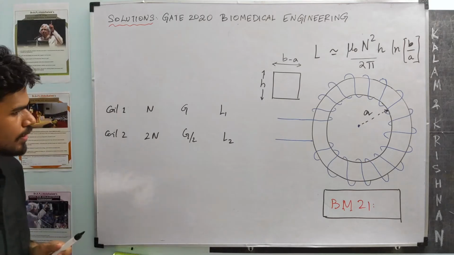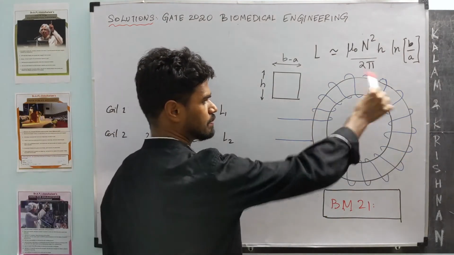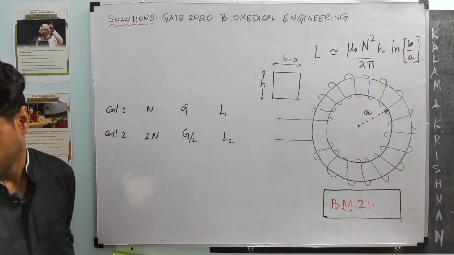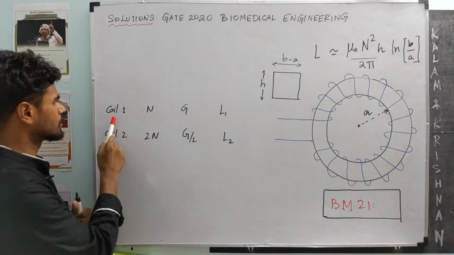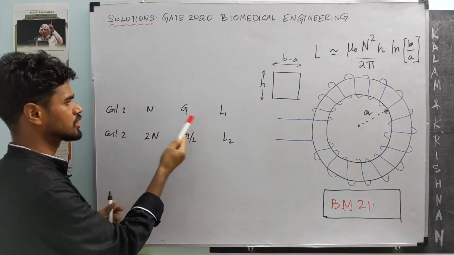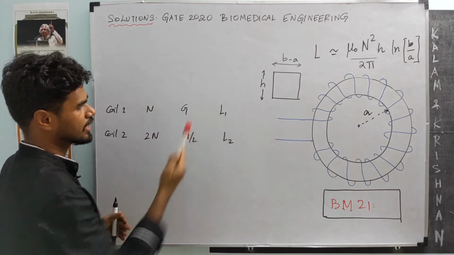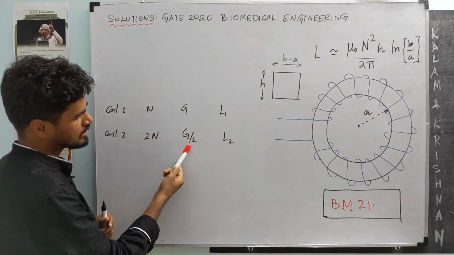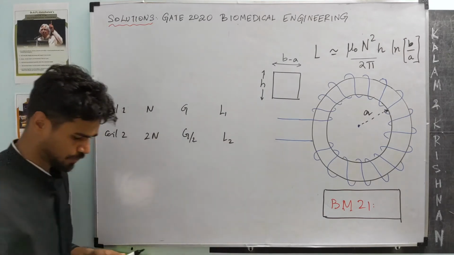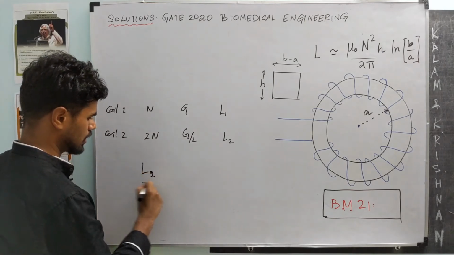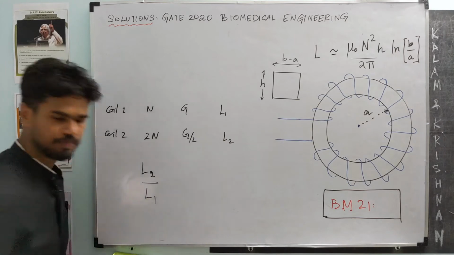So we have a ring type ferromagnetic core. There are two inductors, right? For the first inductor, we have n number of turns, gauge of wire is G, and inductance is L1. Coil 2 has 2n turns, gauge of wire is G over 2, and inductance is L2. And we want L2 over L1, right?